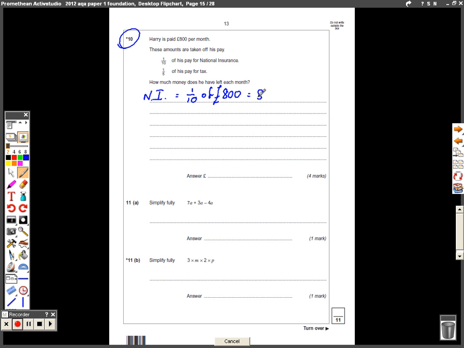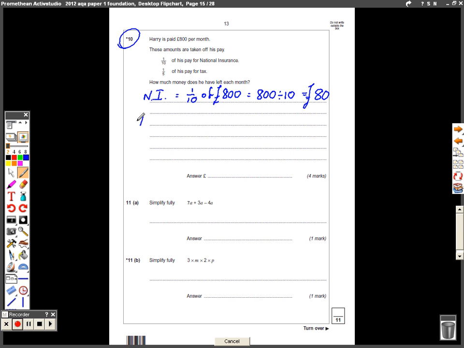And to calculate that, I'm going to do 800 divided by 10. If I want to find 1/10, I'll divide by 10. If I want to find 1/100, like in percentages, I'll divide by 100. So 800 divided by 10, if I'm dividing by 10, I can just take a 0 off the end or move the decimal point one place to the left. In this case, there's a 0 to be taken off. So we've got the national insurance is £80.